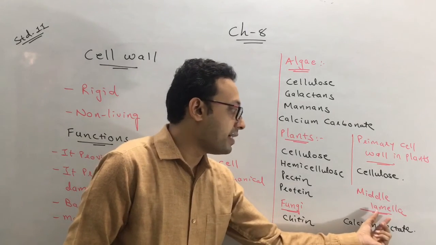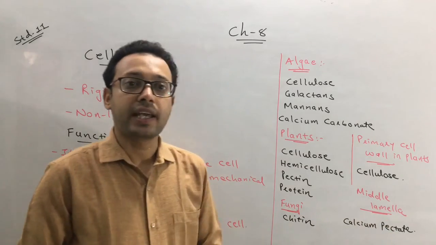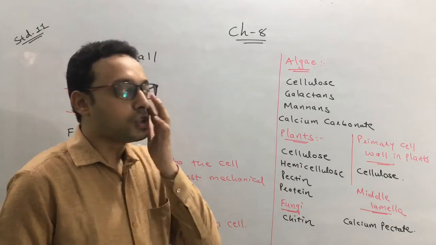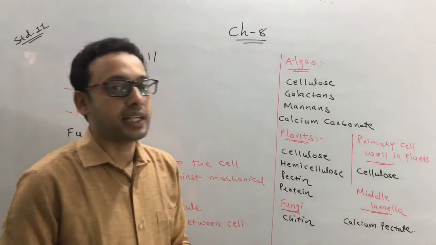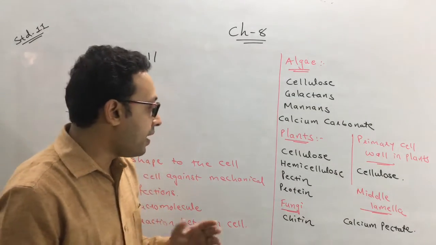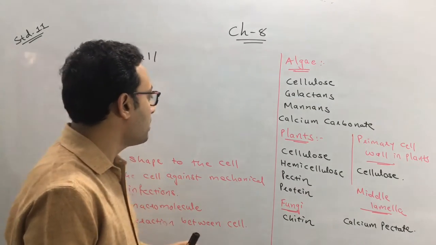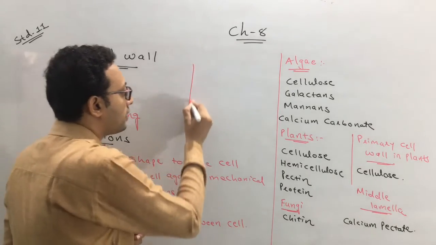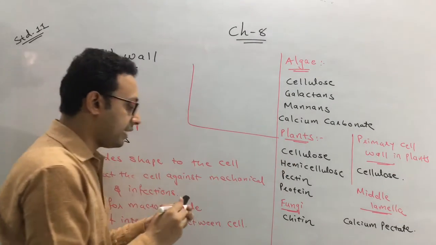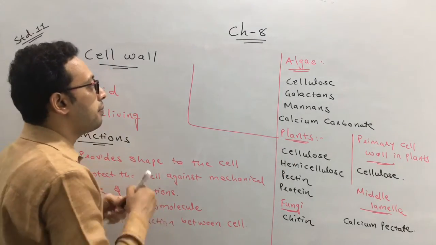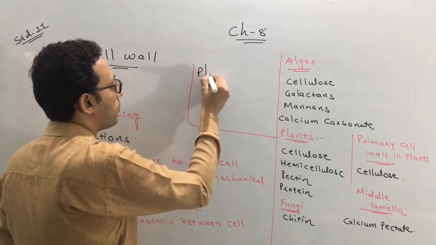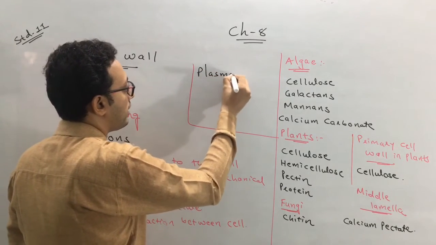Okay, so this is a middle lamella and that is made up of calcium pectate. So these are the composition of cell wall. Now apart from that, I just write over here what the plant cell contains. The plant cell contains plasmodesmata.